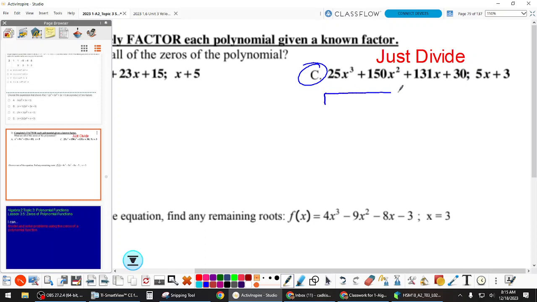And tell me about long division. What all do you remember about it? Okay, that was a lot. Good job.